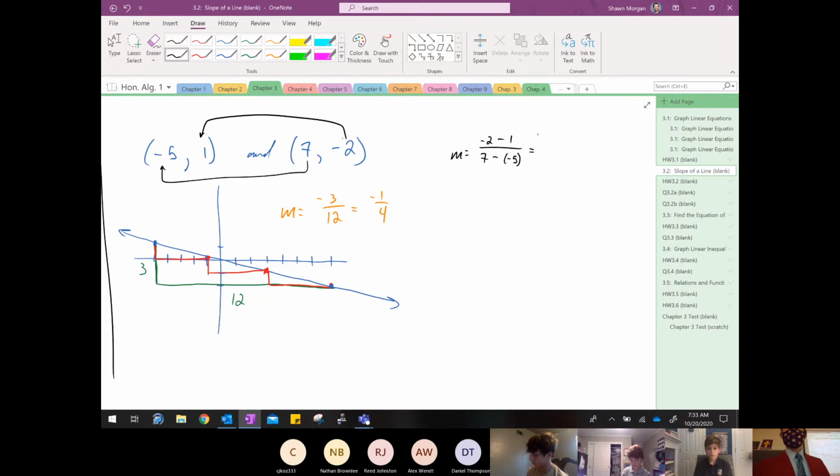Parentheses. All right, negative 2 minus 1 is negative 3. 7 minus negative becomes plus positive. And there we go, we got our negative 1/4. And of course, we showed in the last example, it would work the same way coming in reverse.